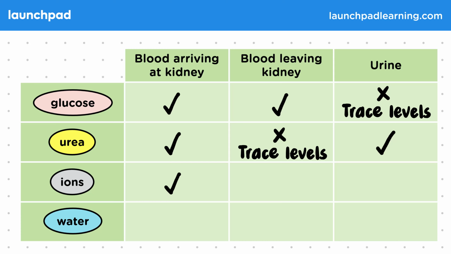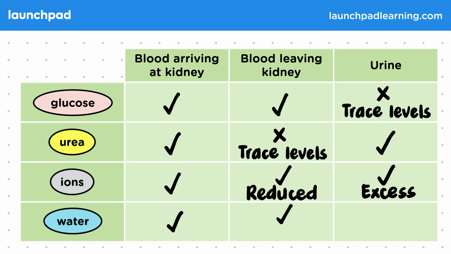Ions are found in the blood arriving at the kidney and also in the blood leaving the kidney, but at reduced levels. Excess ions will be found in the urine. Water is found in the blood arriving at the kidney and also in the blood leaving the kidney, though it's reduced as well, like the ions. Excess water will be removed in the urine.